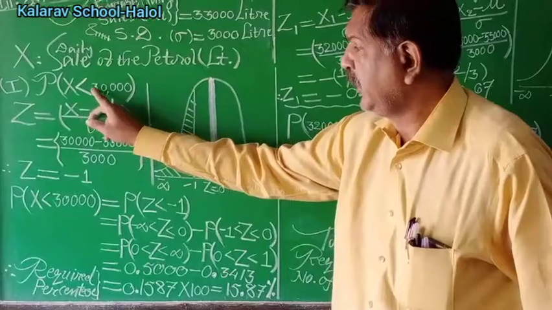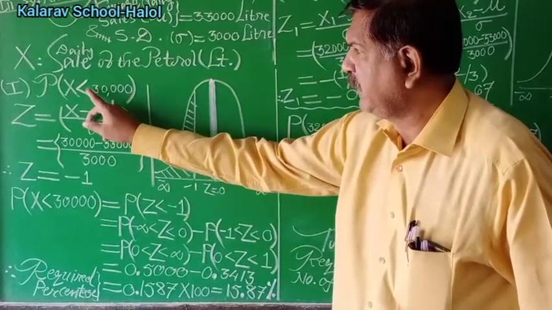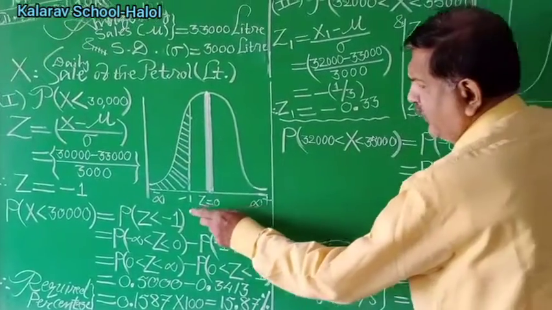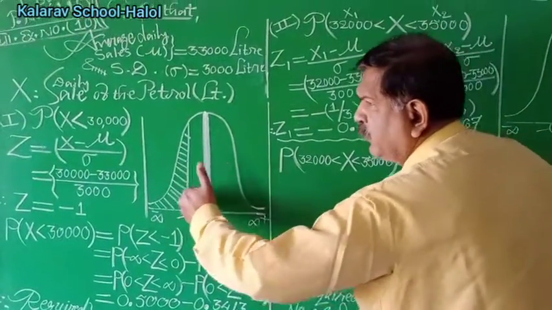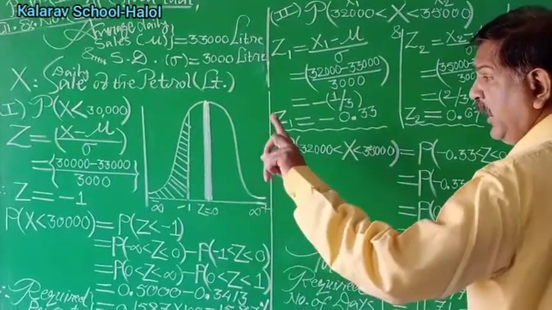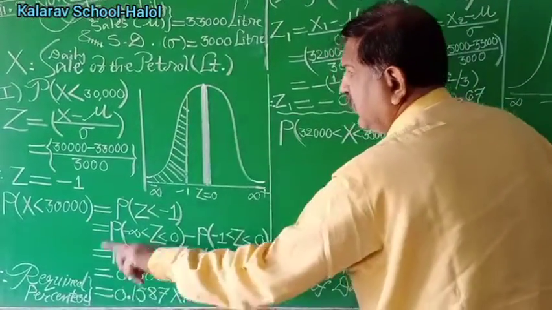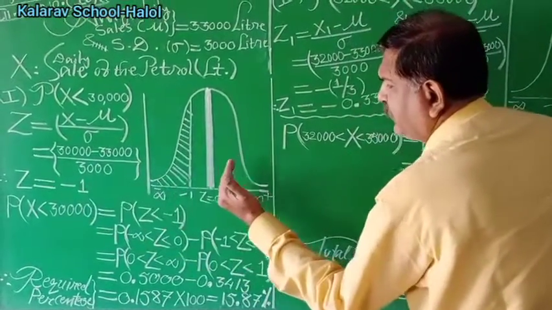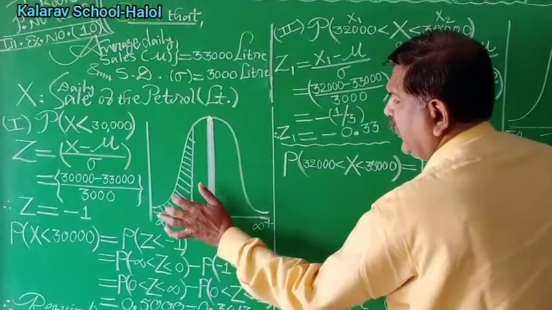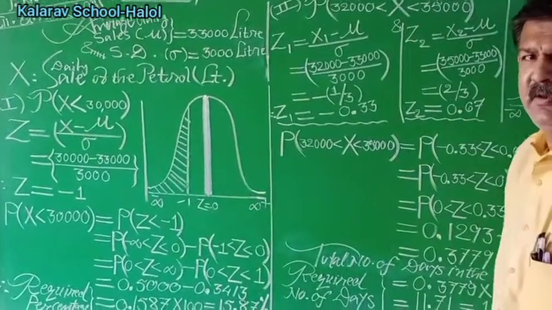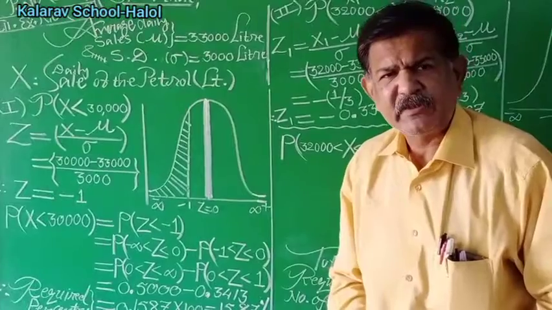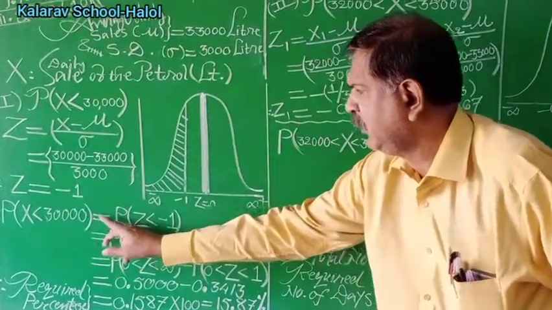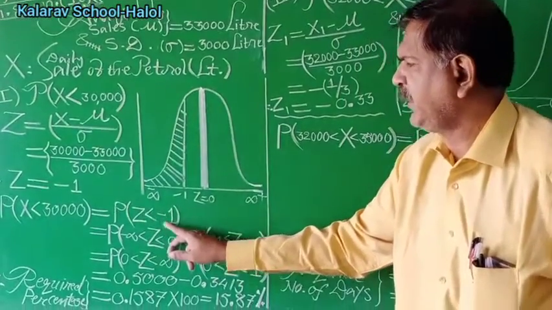Less than means the area left hand side to this value. Now minus 1 lies somewhere here, left hand side to 0. And in the first case, we require area left hand side to minus 1. The shaded region is the required region. And answer is required in terms of percentage. Therefore, probability that X less than 30,000 means probability Z less than minus 1.